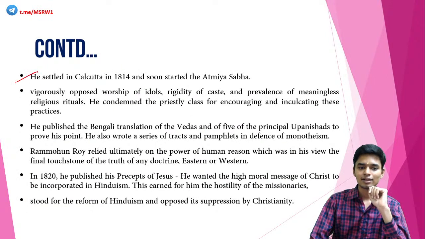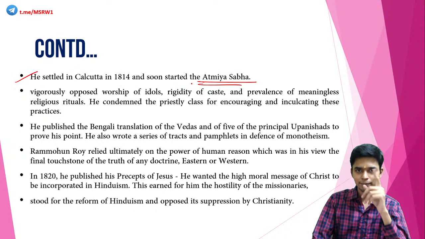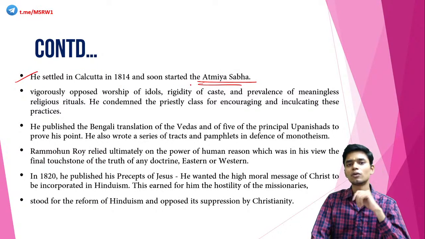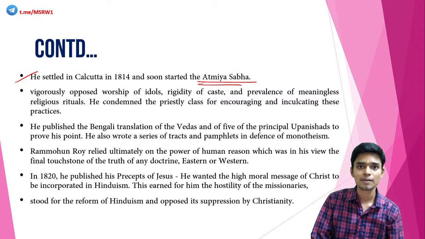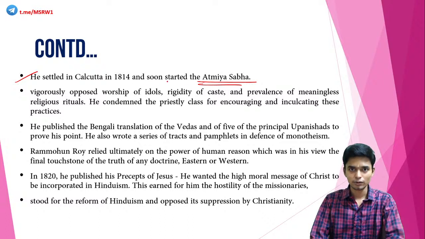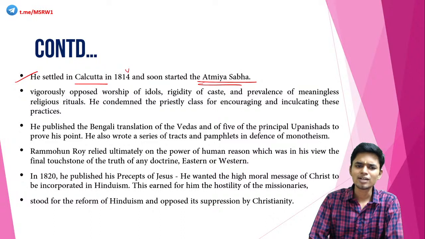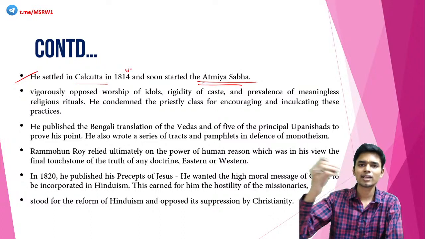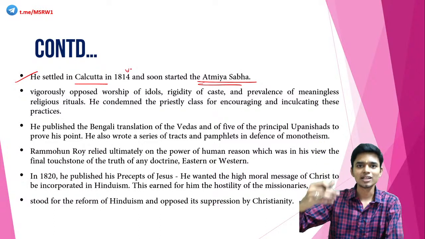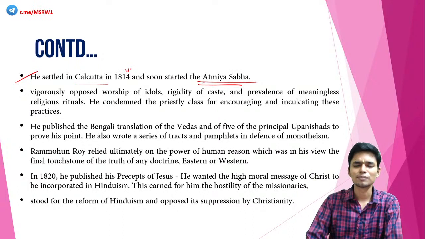He settled in Calcutta in 1814 and soon started the Atmiya Sabha. Prelims question: which of the following social reformers established Atmiya Sabha? It was established by Raja Ram Mohan Roy in Calcutta. The year is not that important, but you will be able to arrange these things chronologically if you remember the year. That's all.